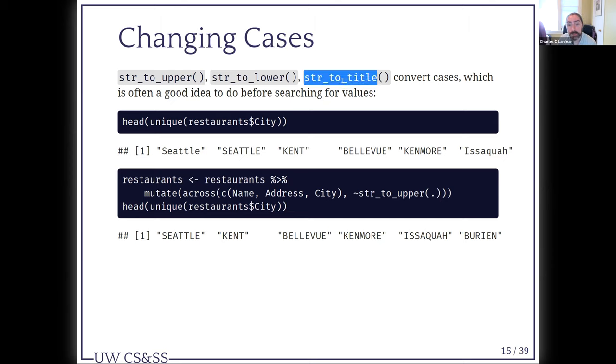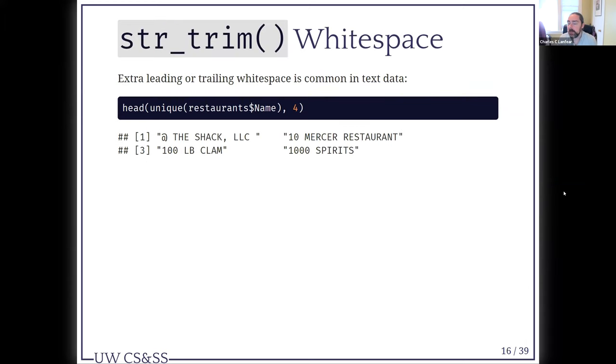Nice thing with something like string to title too, is once you've made them all uppercase and stuff like that, later, if you want to produce them in a table or something like that, you can just go right back to string to title and make them look nice and display them in a table or something, or your plots or whatever. Okay. Here's another useful one.